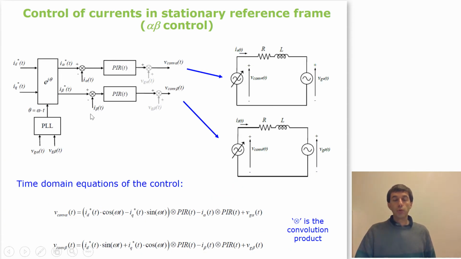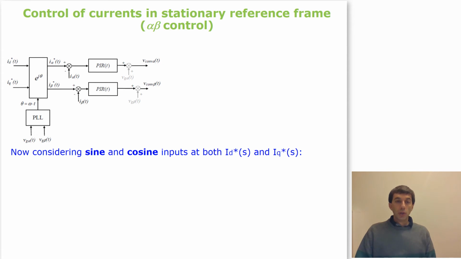Okay, so coming back to the previous slide, in which we have represented the control block diagram of the control that we are analyzing, the alpha beta control. Here we have the electrical circuits in alpha beta, and these voltages are provided by each loop of this control strategy. And remember that we can obtain the time domain expressions or equations of this control, and these are the two equations. So now we are going to see what happens if at the input references for the currents in DQ we demand sine and cosine inputs.